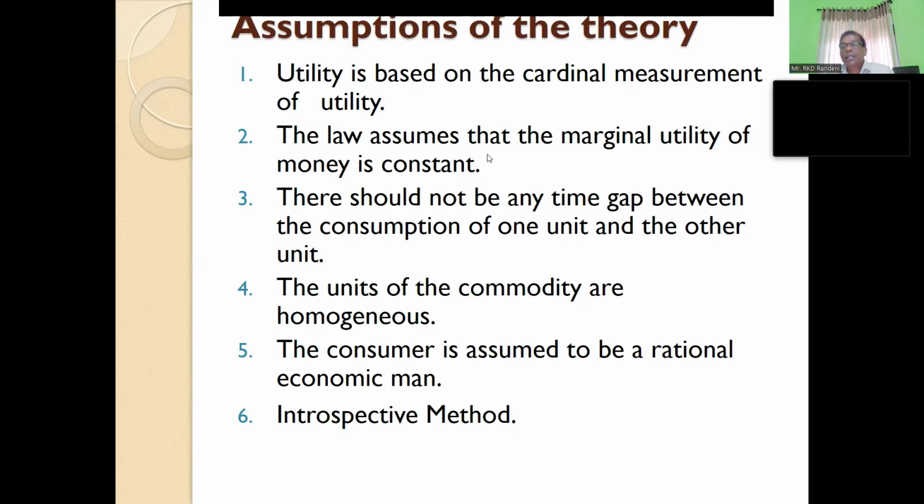According to this theory, when you are consuming more and more of a commodity, the price of the commodity is constant. It is not changing. You take one ice cream for 50 rupees, another for 50 rupees, another for 50 rupees, like that. The price is constant. That is why the marginal utility of money is constant.